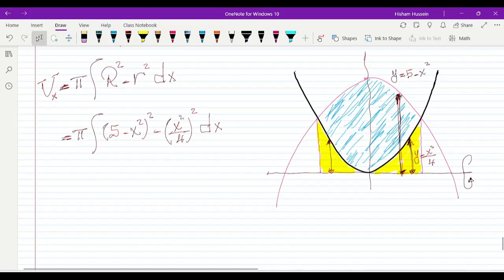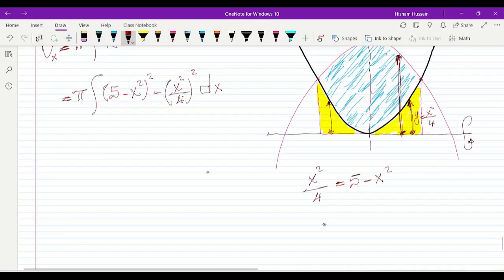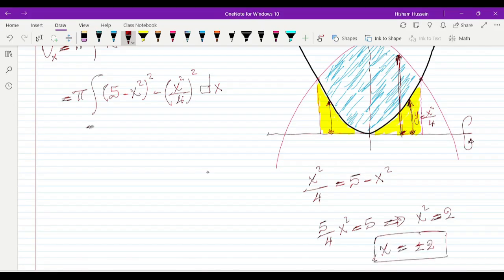What about the limits? Equate both curves. x squared divided by 4 equals 5 minus x squared. This means 5 over 4 x squared equals 5, or in other form, x squared equals 4. By solving this equation, x equals plus or minus 2. So the integration here is from negative 2 to 2, which equals 2 times the integration from 0 to 2.